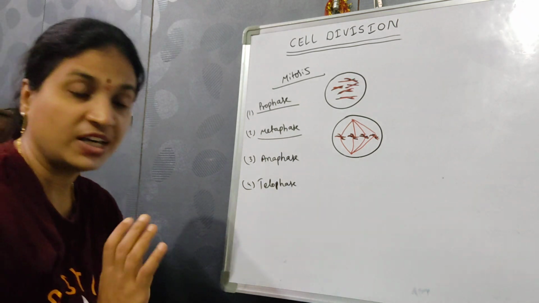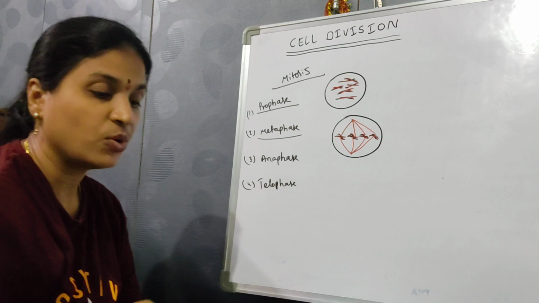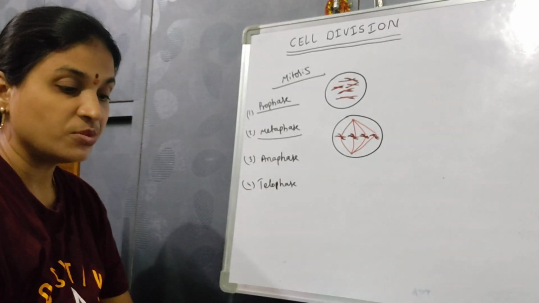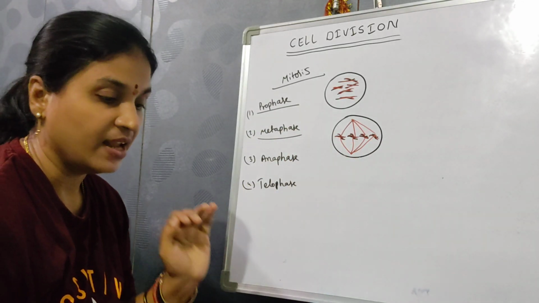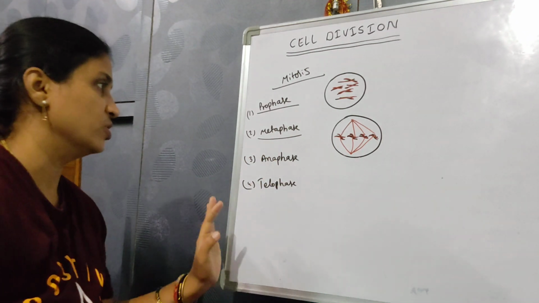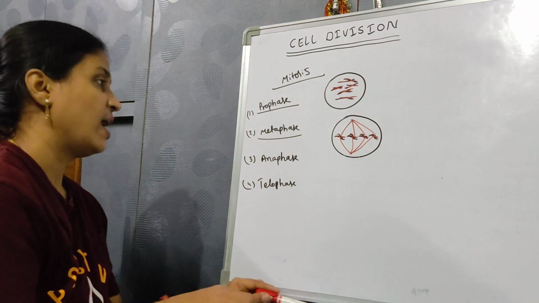So what key features occur in metaphase? Spindle fibers attach to the kinetochore of the chromosomes. Chromosomes are moved to the spindle equator and get aligned along the metaphasic plate through spindle fibers to both the poles. Like this. This is the stage in metaphase. Coming on to anaphase now.